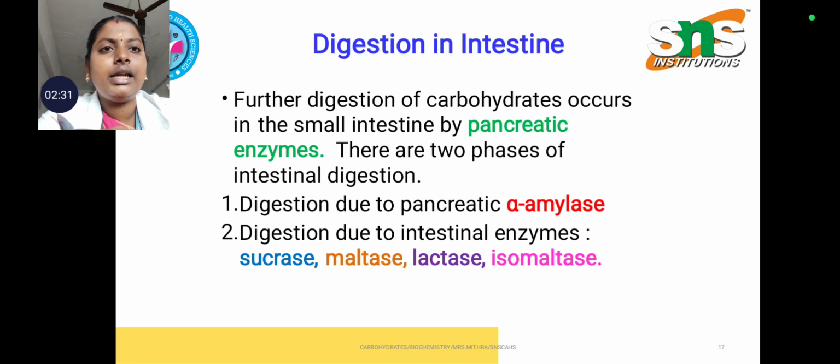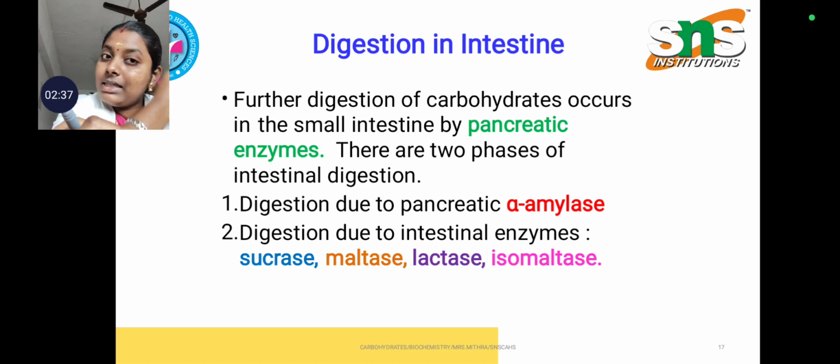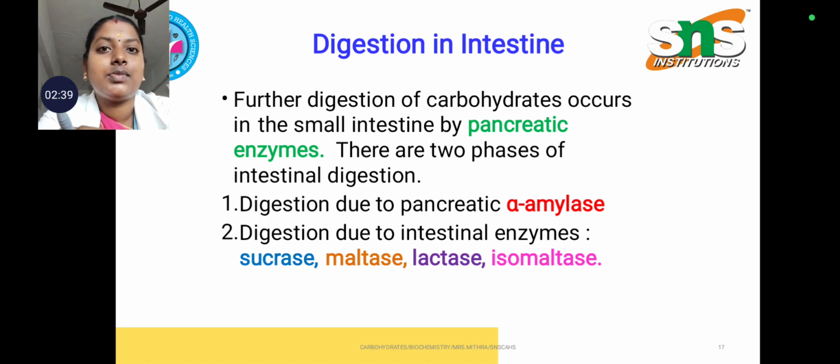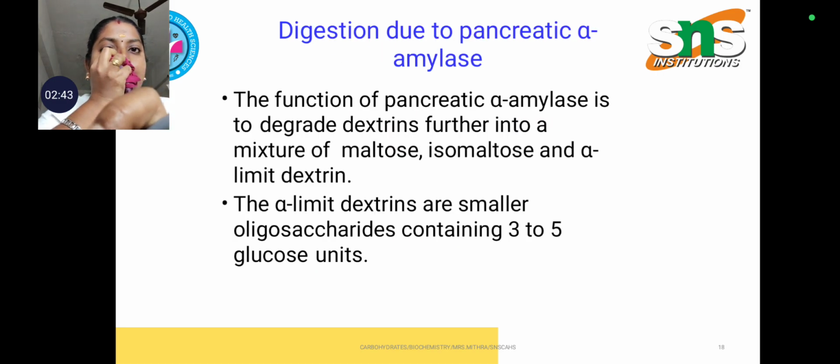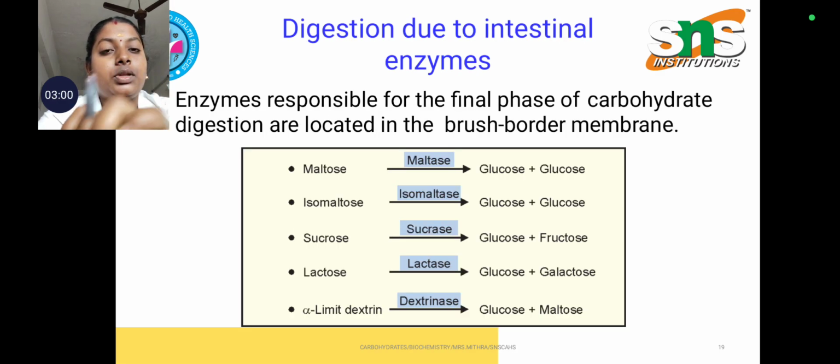And in the intestine, there are the pancreatic enzymes, where digestion is due to pancreatic alpha amylase, and digestion due to intestinal enzymes, that are sucrase, maltase, lactase, isomaltase. Digestion due to pancreatic amylase degrades dextrins into a mixture of maltose, isomaltose, and smaller oligosaccharides consisting of 3 to 5 glucose units.